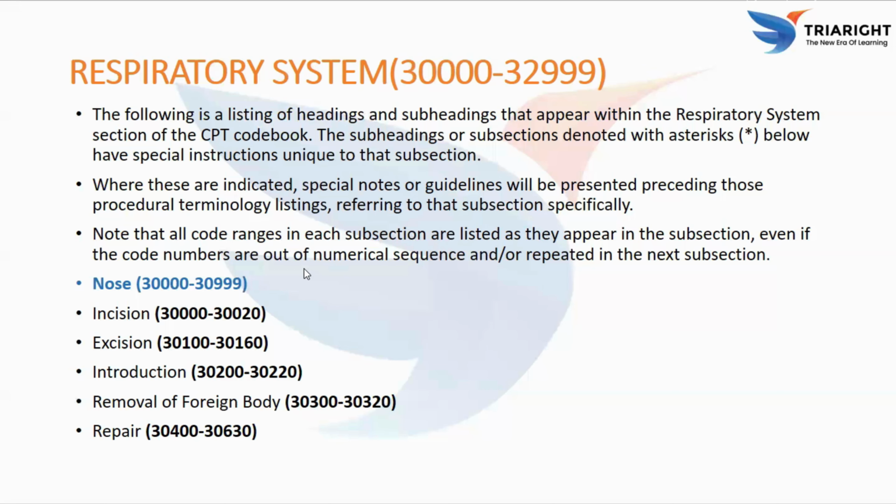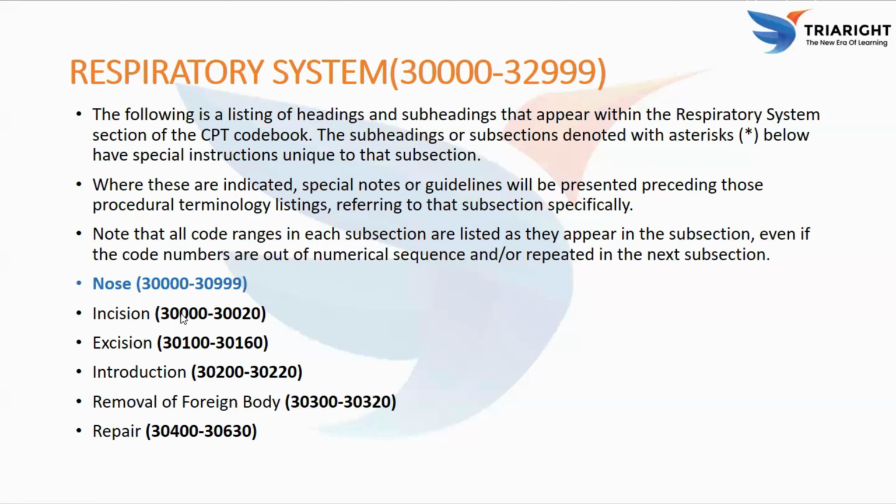So coming to how the subsections of respiratory system are divided. So the first subsection is nose. The code ranges are 30,000 to 30,999. So what are the anatomical structures which are used in nose? External nose, nasal cavity, septum and turbinate.